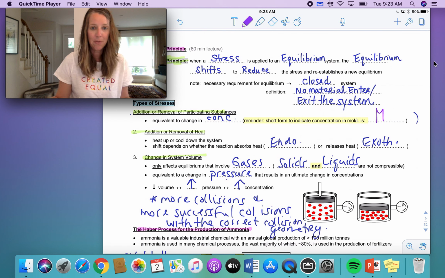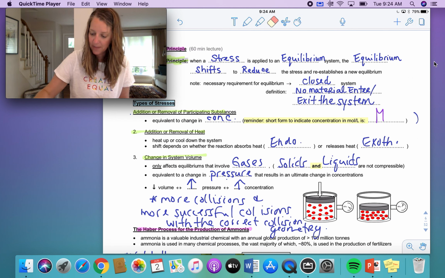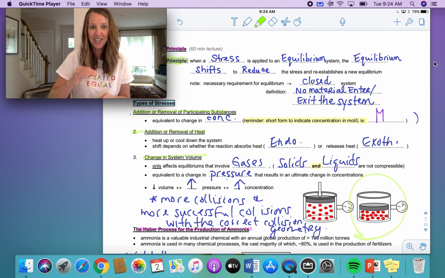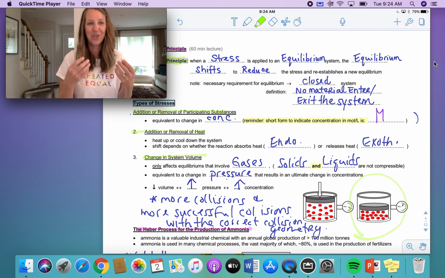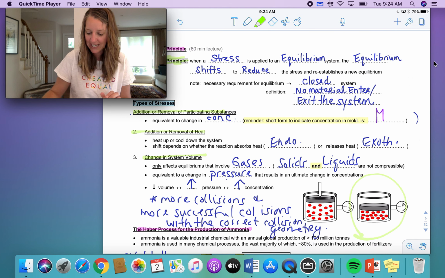You just want to remember for the change in volume and pressure, those are linked. So if you're decreasing the volume, clearly you're increasing the pressure of a system. That would be this one right here. And if you're increasing the volume, you're decreasing the pressure. And we talked about the points from the molecular theory. Collisions, more successful collisions with the correct collision geometry with enough energy to be greater than or equal to the energy of activation, and so on, right? All of that explaining tone.